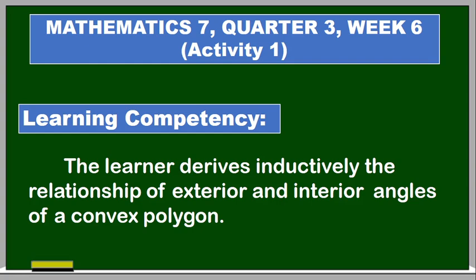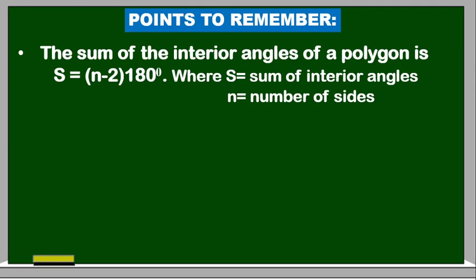At the end of this session, you will be able to derive inductively the relationship of exterior and interior angles of a convex polygon. Take note that the sum of the interior angles of a polygon is equal to (n − 2) multiplied by 180 degrees, where S is the sum of interior angles and n is the number of sides.